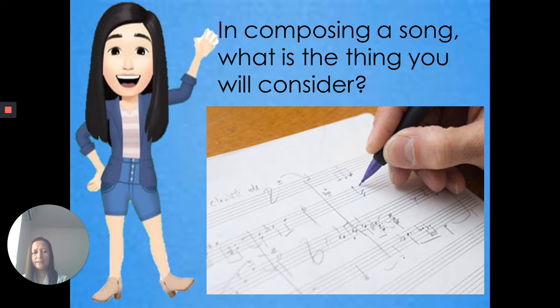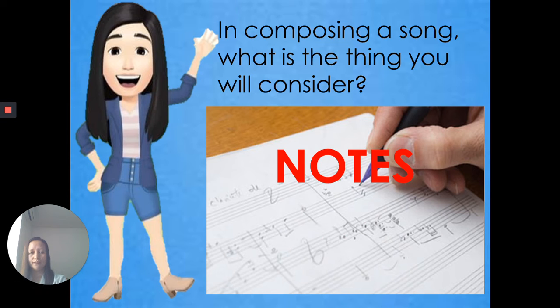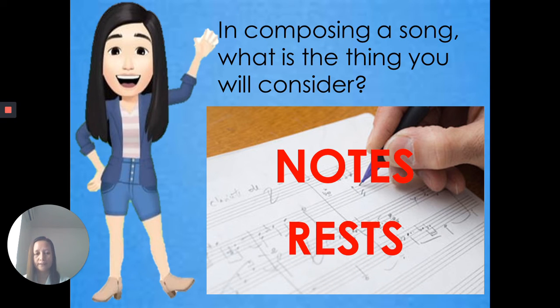In composing a song, what is the thing you will consider? Okay, let us see if your answer is correct. That is notes and rest. These two kinds of musical symbols will be discussed in the following slides.